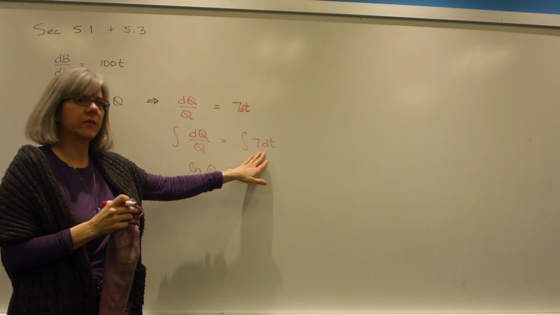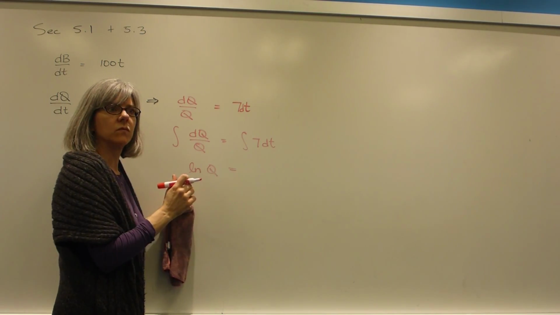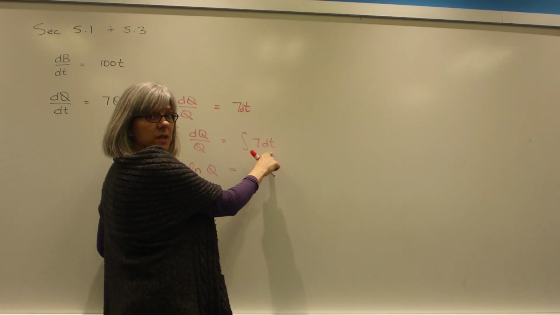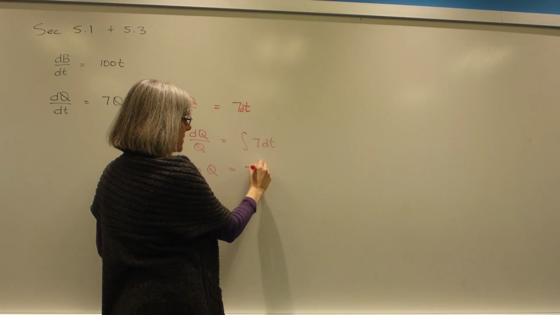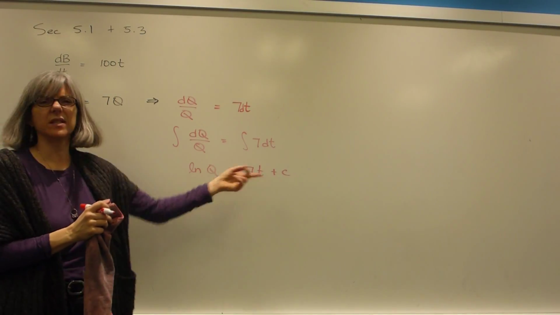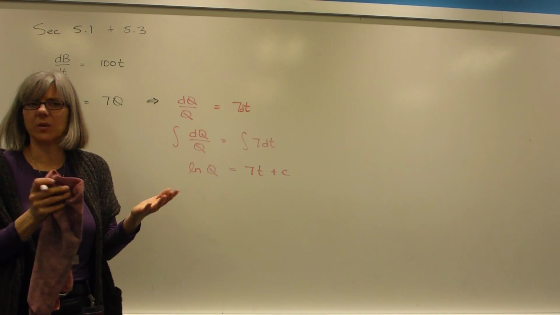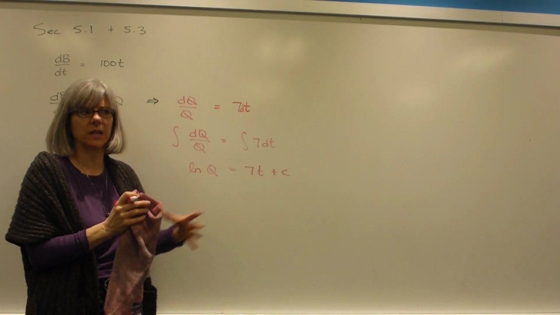What is the antiderivative of 7? 7t. We'll go with t because we're in t's. So this is just 7t. And then somewhere in there we have a plus c. Do we need to have a plus c on both sides? It's just a general constant, so we could combine them all. Just put a c on one side.